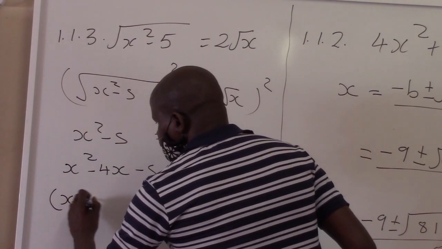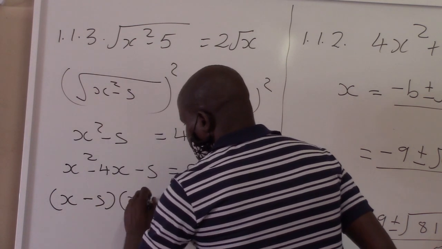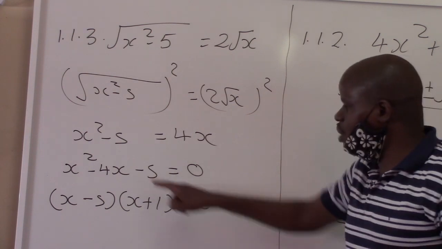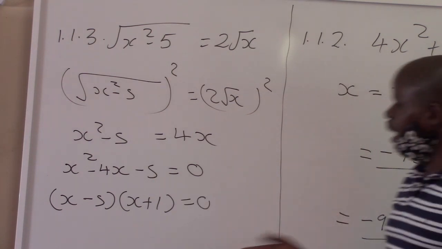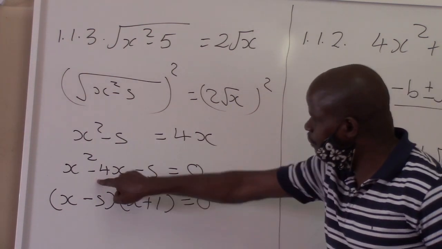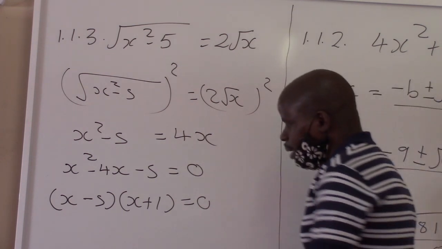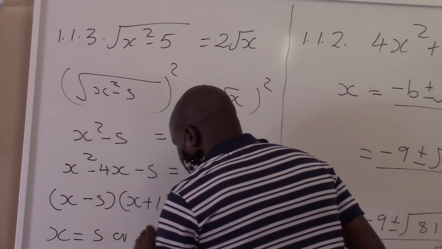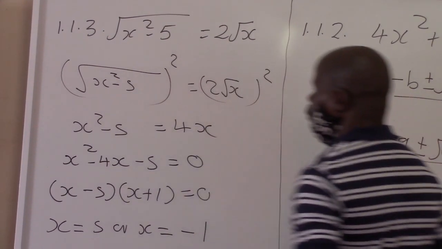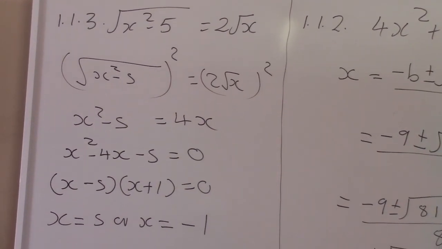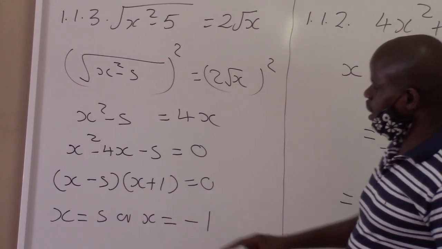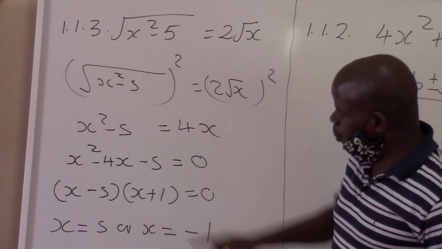In this case, it's minus 5 and 1, because the factors of 5 are only 1 and 5. And then negative 5 plus 1 will give us negative 4. So when we have it like that, we have x equals 5 or x equals negative 1.